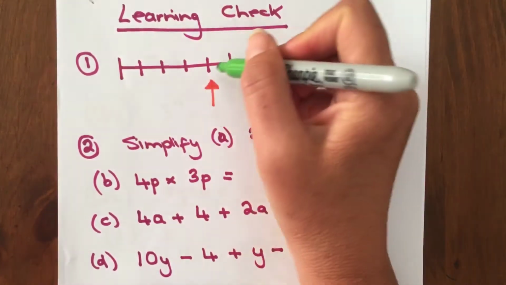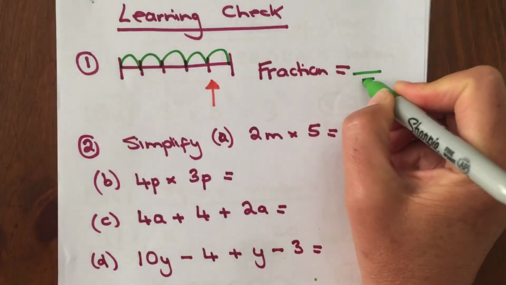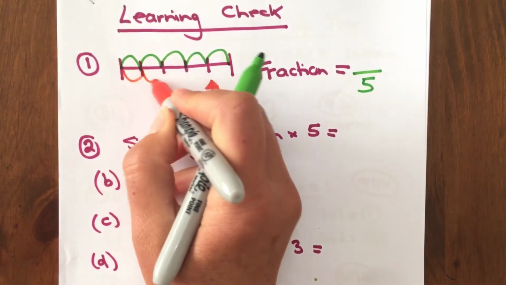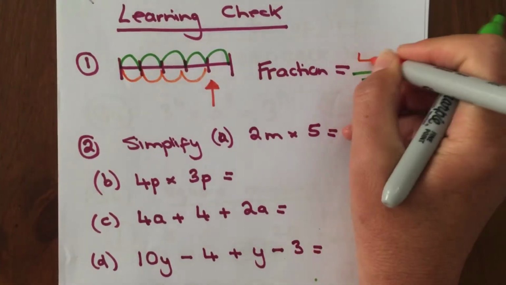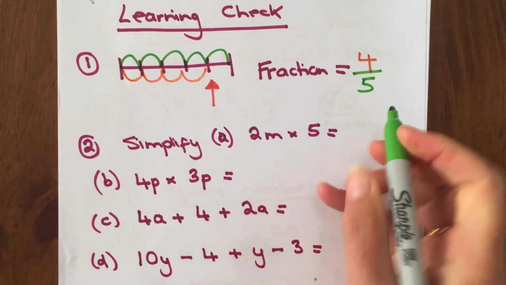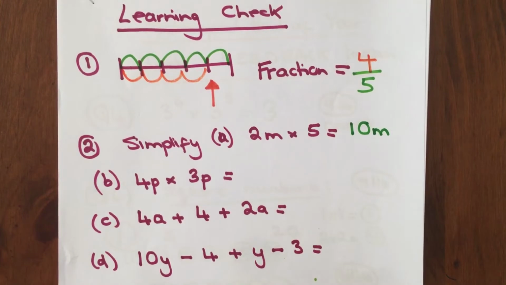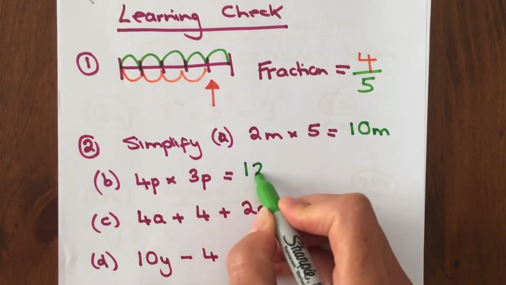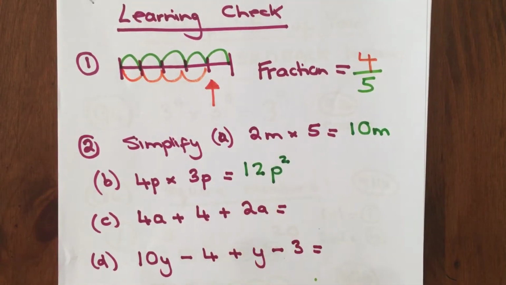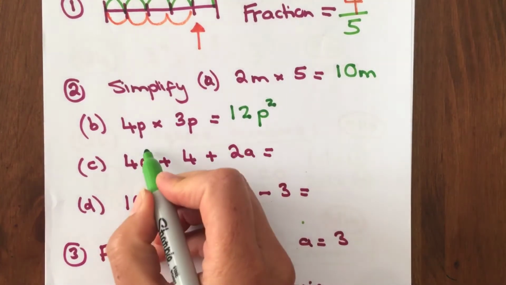Okay, what fraction is this? So 1, 2, 3, 4, 5. It's divided into 5 sections, and you are 1, 2, 3, 4 along. So the fraction is 4/5. Okay, simplify. 2 times 5 is 10, so you've got 10m. Simplify. 3 times 4 and p times p, so 12p squared.